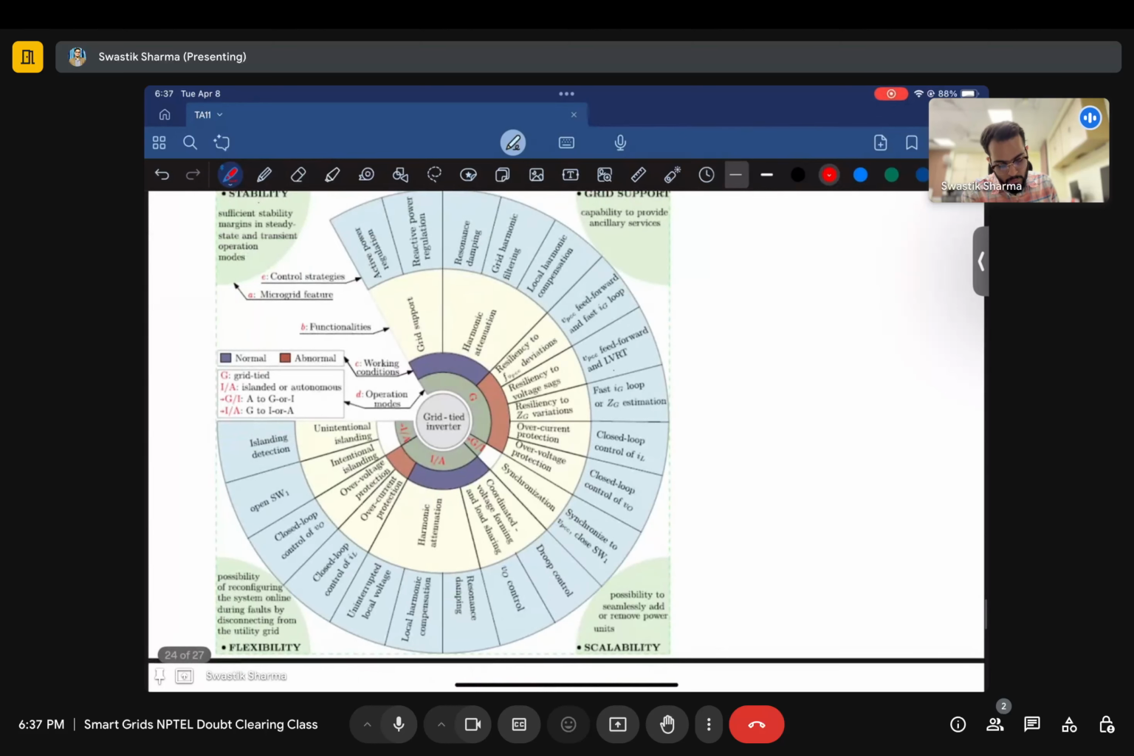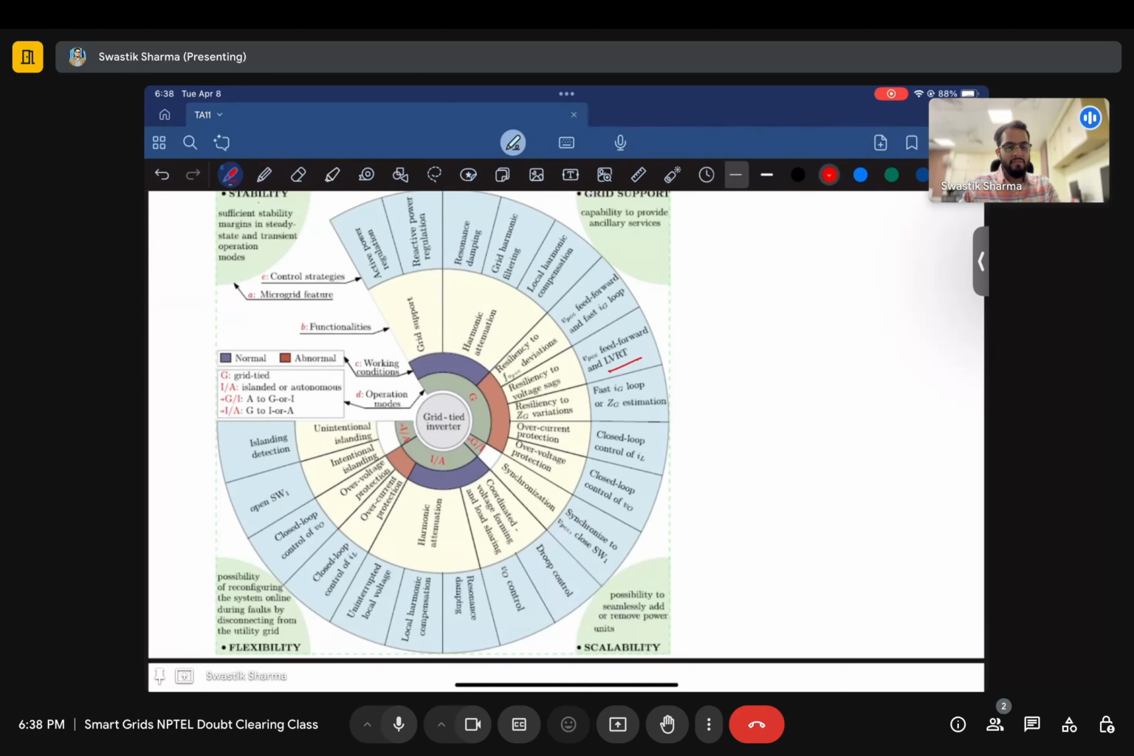So what you have is LVRT. LVRT is, I forgot LVRT. Low voltage ride through. Yeah, sorry. So low voltage ride through.